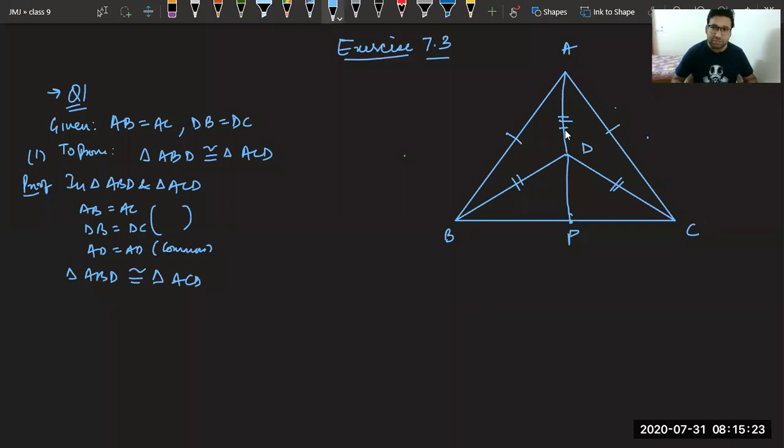BC is common, but BC is not coming, beta. In these triangles, BC is not coming. Okay, BC is coming downwards.